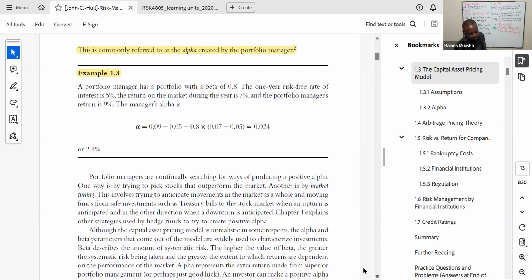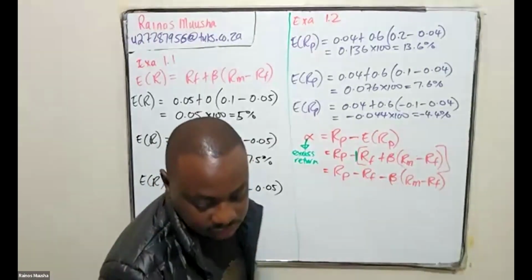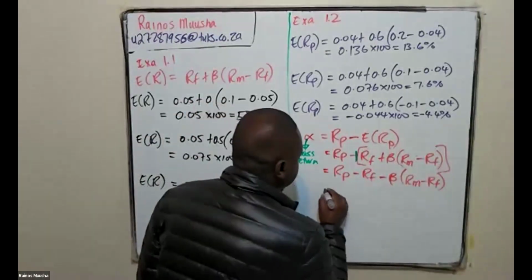So in this case, they give us the beta, they give us the risk-free rate of return, and they give us the market return. And then they tell us that the portfolio manager's return is 9%. So the actual return on the portfolio is equal to 9%. So given this information, we should be able to determine the excess return that has been generated by the manager. So to determine the excess return in this case, we're going to say the excess return is equal to, which is your alpha.